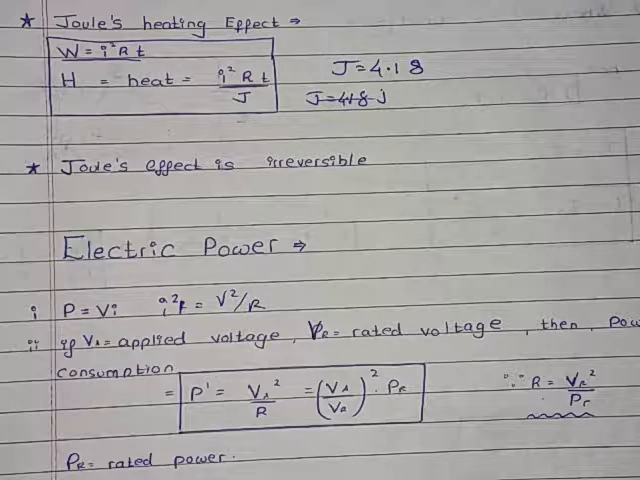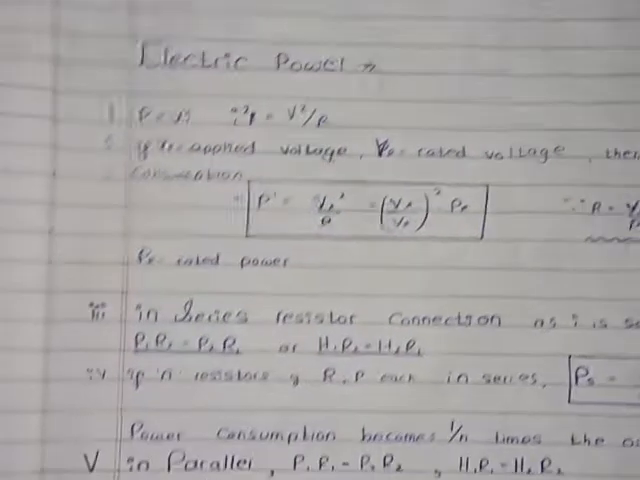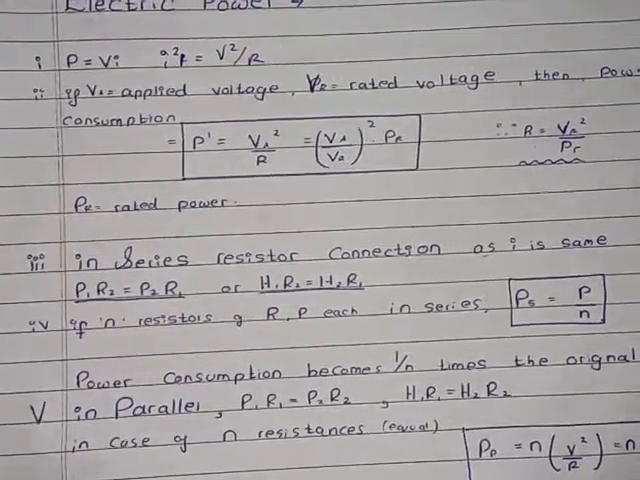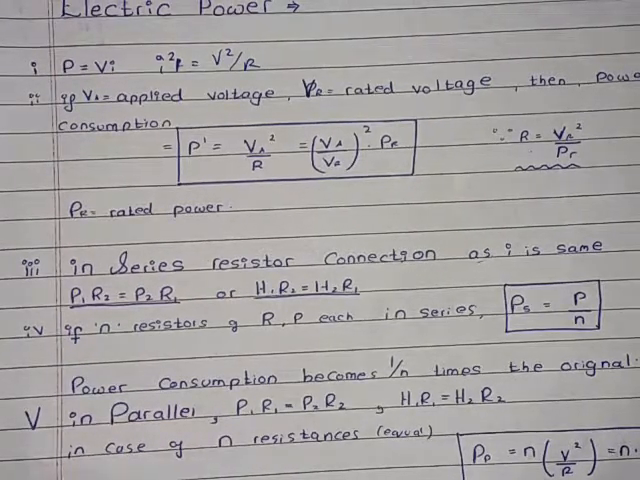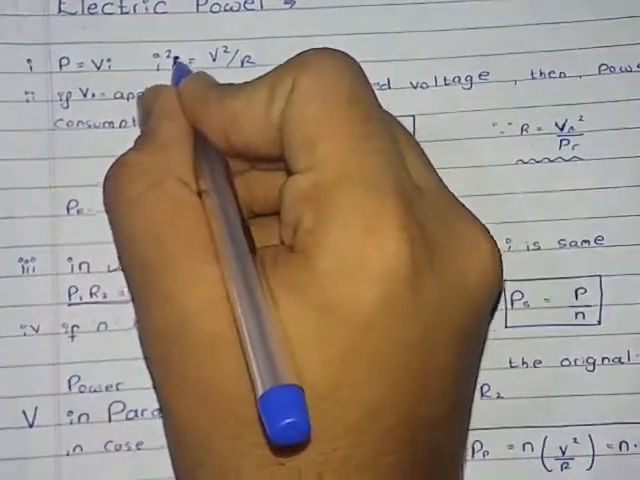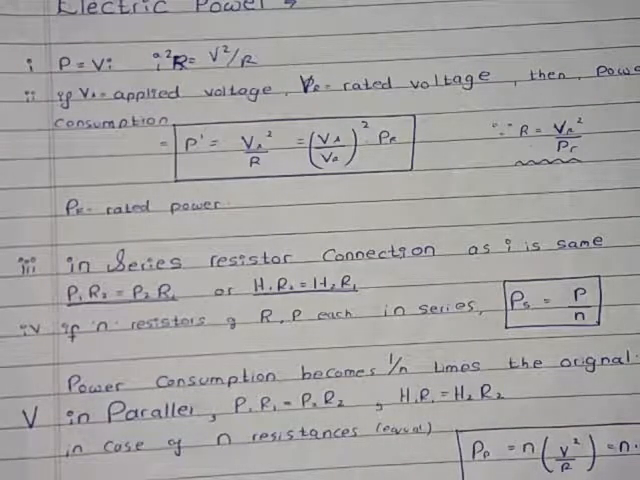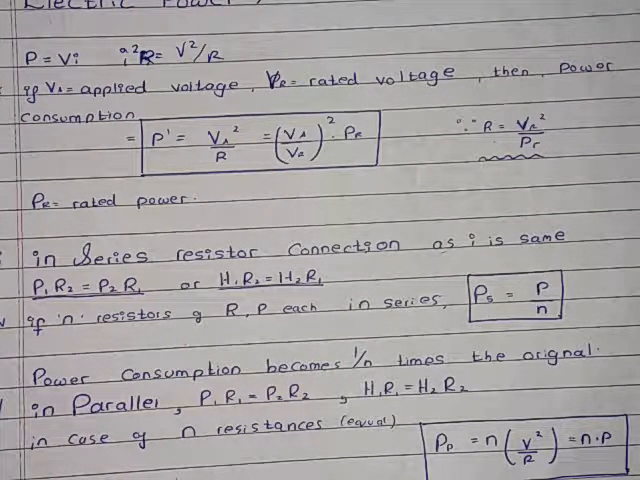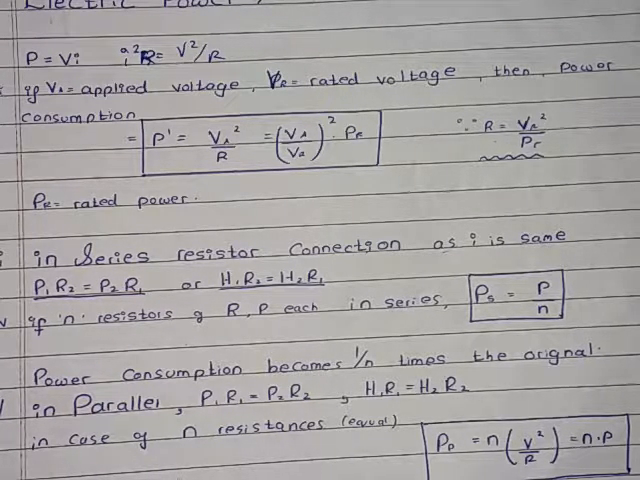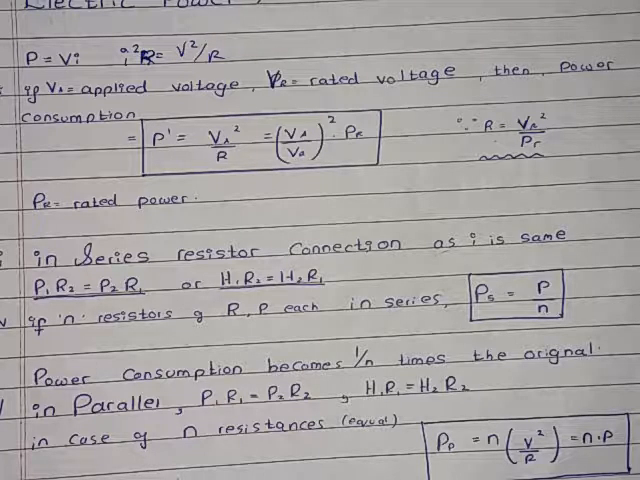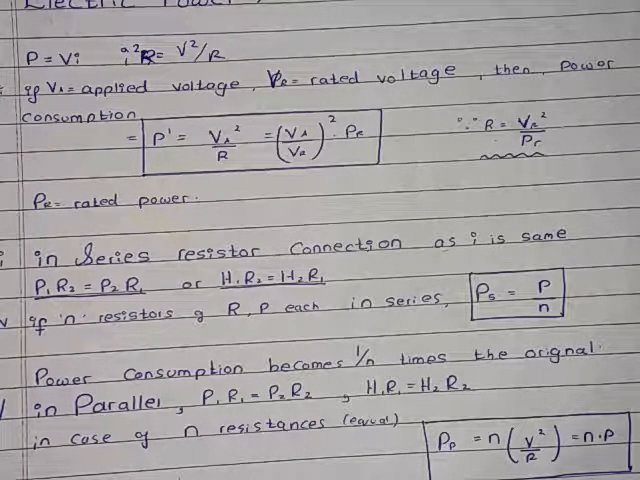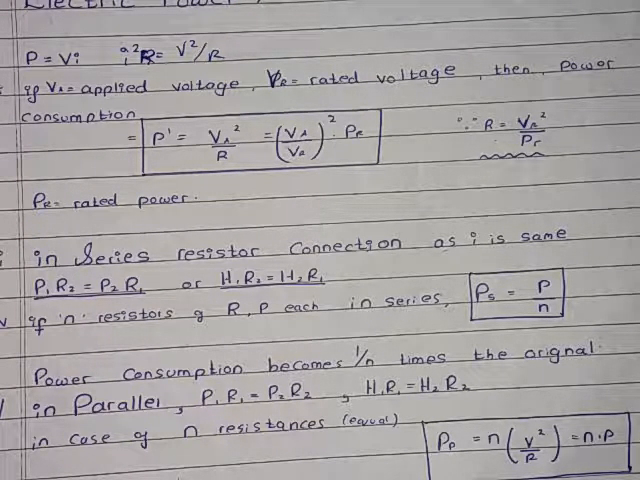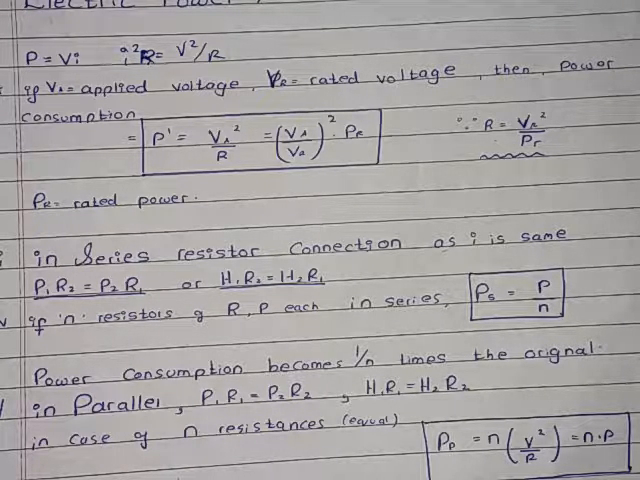So Joule's effect is irreversible. We know what electric power is, V square by R. Electric power equals I square R, or V square divided by R, where VA is applied voltage, VR is rated voltage. VA is the voltage that we apply, VR is the rated voltage, then power consumption is what? VA square upon R. We know that P dash equals VA square upon R equals VA upon VR the whole square into PR.